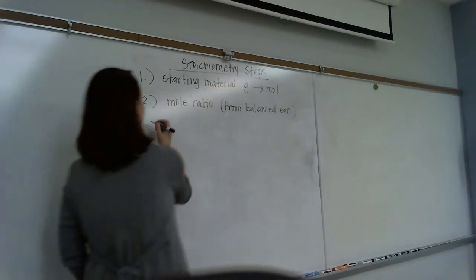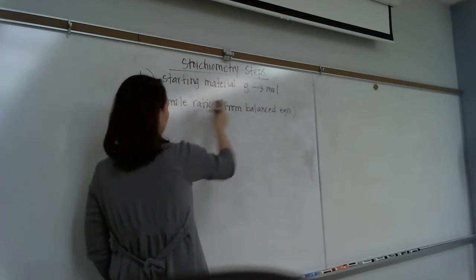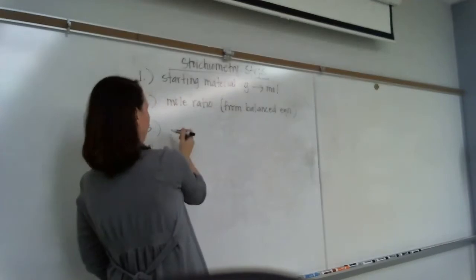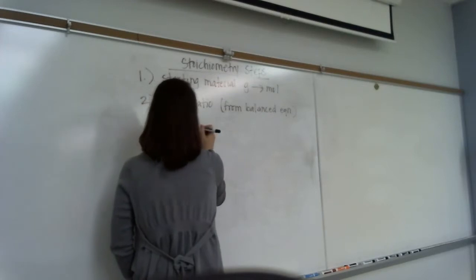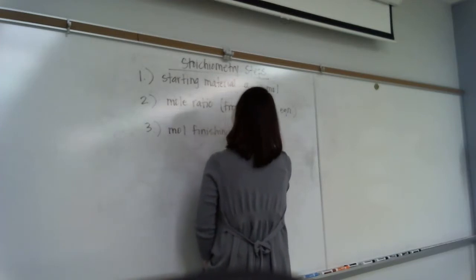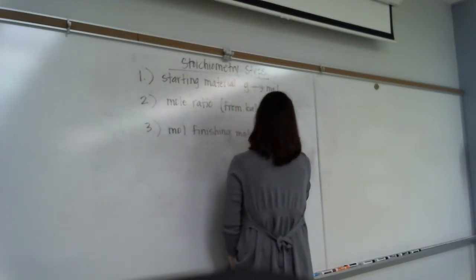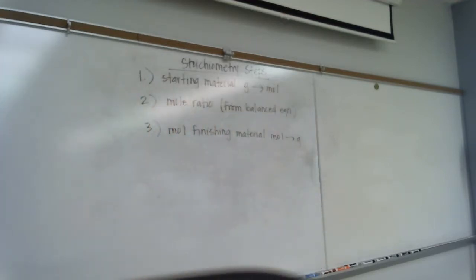And then in step 3, you're going to take your answer that you get in step 2 and just carry it straight down. So this answer goes straight down to here. This answer goes straight down to here. You're going to turn moles of finishing material into a moles to grams calculation. So stoichiometry is really just a set of mole to gram problems, just back to back to back. And so long as you follow this order, you're always going to get them right.